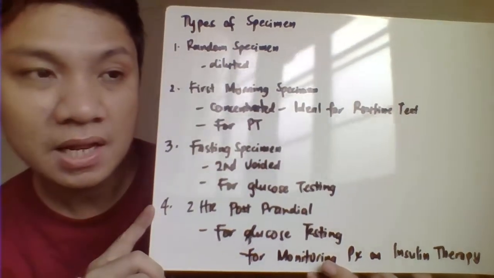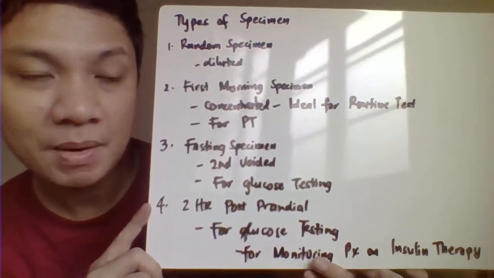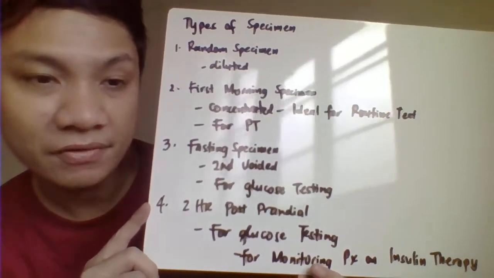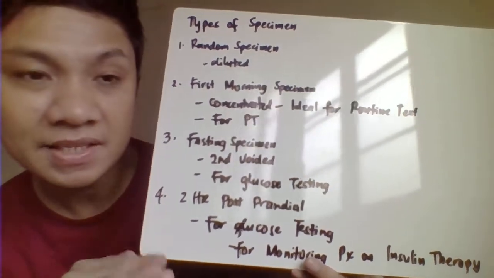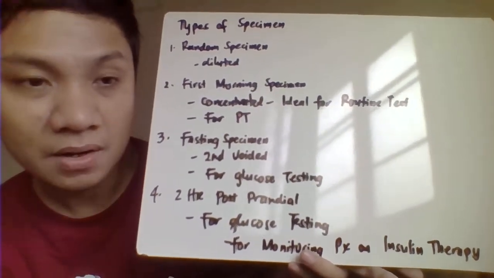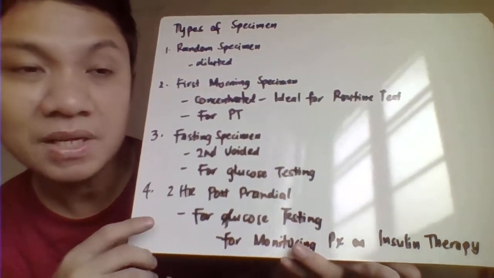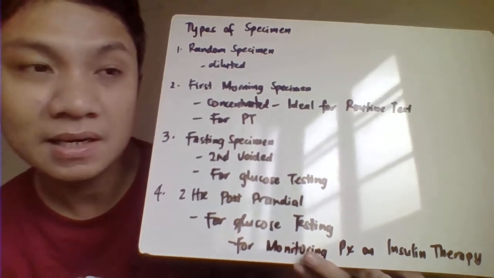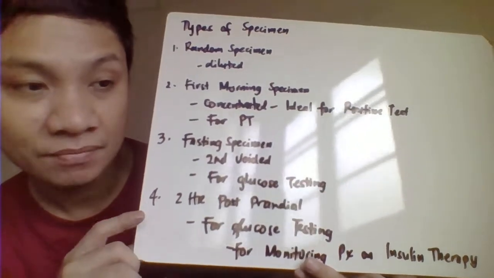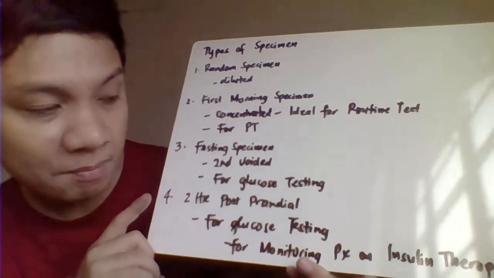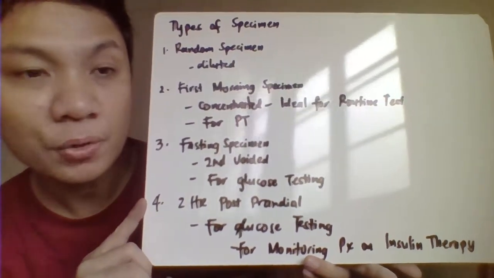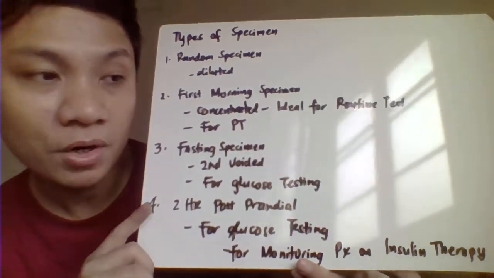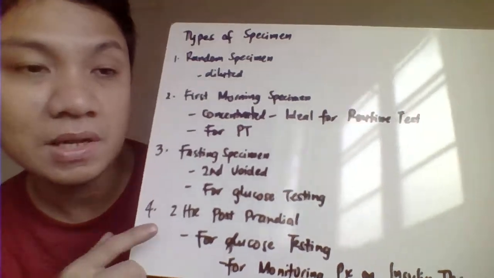The 2-hour postprandial glucose specimen here is a specimen collected 2 hours after a meal. Meaning to say, he will eat, then after 2 hours, you collect the specimen. It's based on the principle that after 2 hours, the glucose level is equivalent to your fasting state. So the 2-hour postprandial is primarily also for glucose testing, for monitoring patients on insulin therapy.